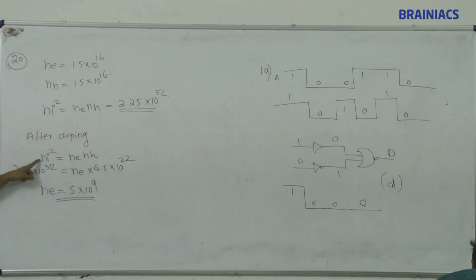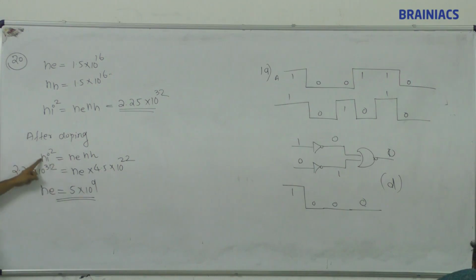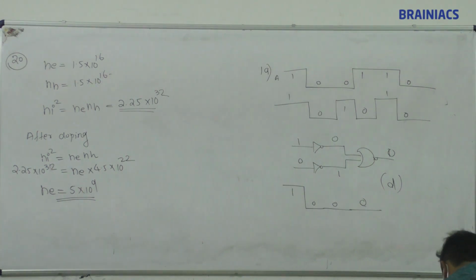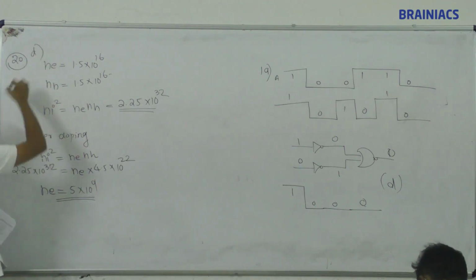Correct. So what extra do we find here? Ni square we find using the first condition. Then after doping we have to find the electron concentration. The whole configuration changes, so the electron concentration also changes. To know that we need Ni square, which I get from the previous statement. So this is a P-type semiconductor with electron concentration 5 into 10 power 9 per meter cube. So 20 answer is D.